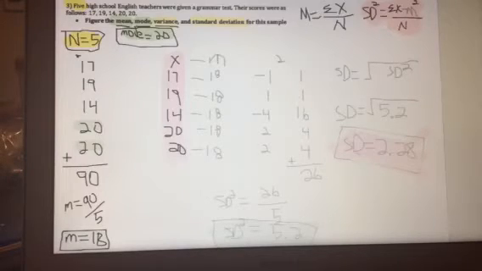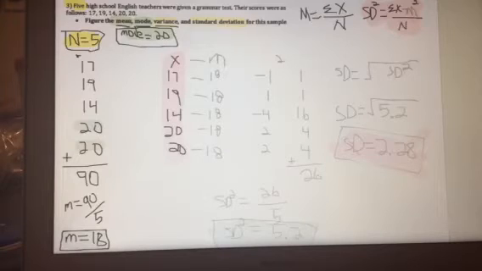So let me break it down for you. The first thing we're doing here is the mean. Here's the formula: M equals, and then we have this wiggly sign, which means the sum of, x over n, okay? Our n we already know is 5. To get our mean, it's asking for the sum of x. So these are our x's: 17, 19, 14, 20, and 20.